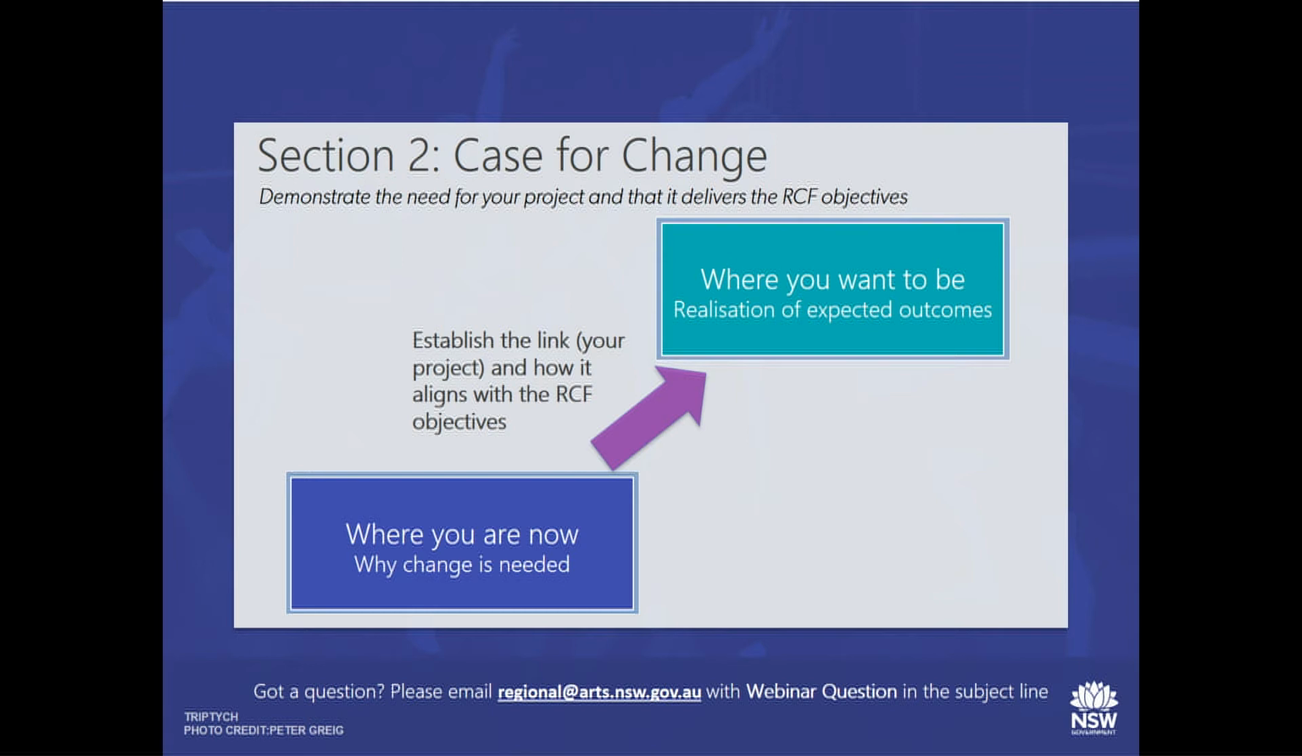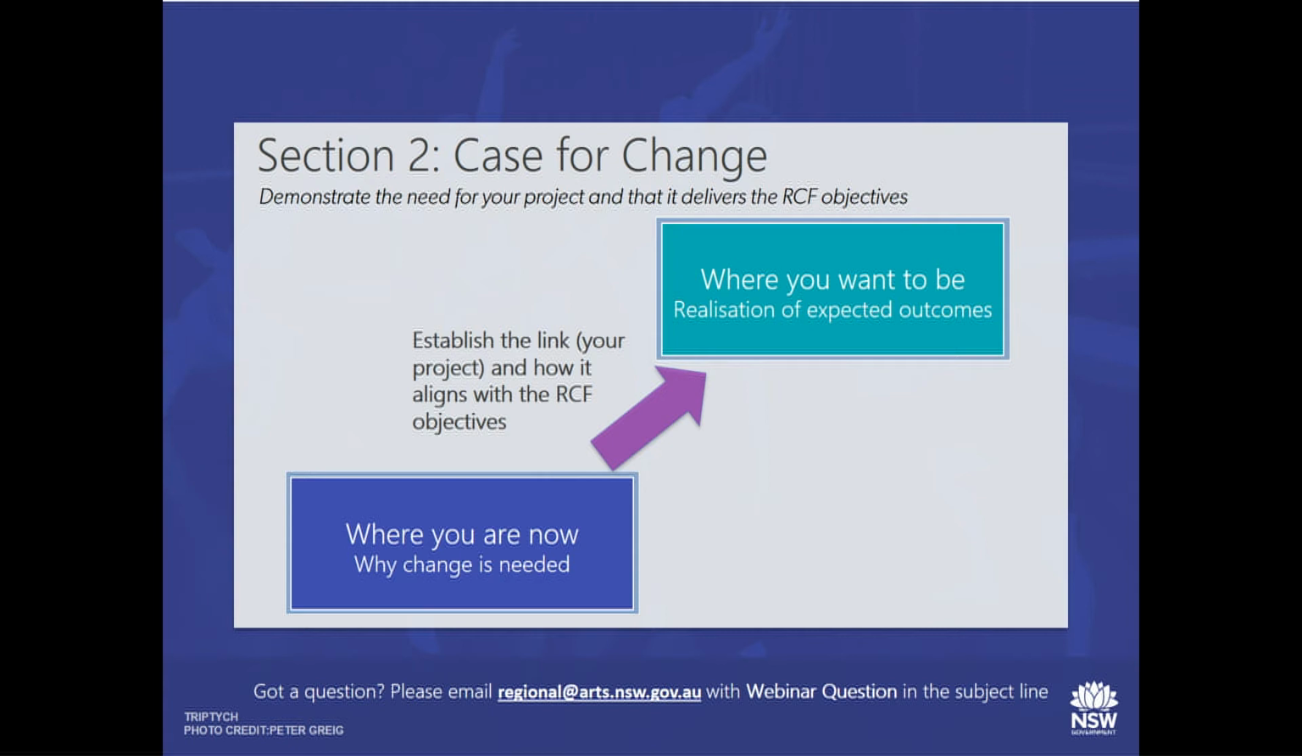So why the need for change? Talk about how delivering your project would deliver the Regional Cultural Fund objectives. So, for example, this might touch on how delivering your project will improve the region's cultural offering, or how delivering your project represents value for money. Other government objectives you might like to reference here would include things like perhaps the state priorities or Premier's priorities, and any other regional or local plans or strategies that might be relevant.